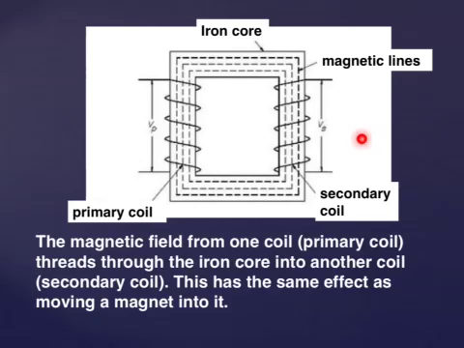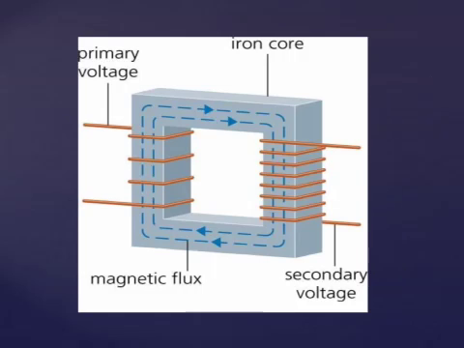It says here the magnetic field from the primary coil threads through the iron core, these dotted lines, into the secondary coil. So these field lines thread from this coil into this coil. This has the same effect as moving a magnet into the secondary coil.